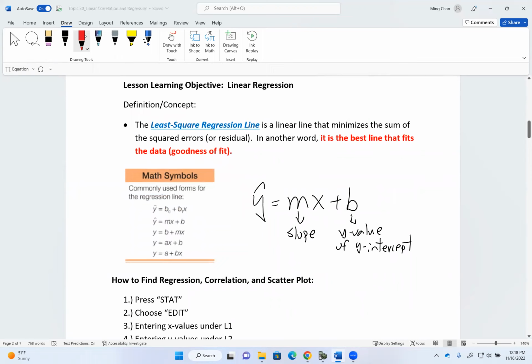The symbols that we're going to see for this linear regression, which is basically a straight line: sometimes we're going to see y hat equals mx plus b, which is your slope-intercept form for the linear line. So m is your slope, and b is the y value of the y-intercept. Sometimes the calculator uses different symbols. They use a for slope, or sometimes b for slope. So whenever you see it, the number in front of x is always going to be the slope, and the term behind the mx term is always going to be the y-intercept.